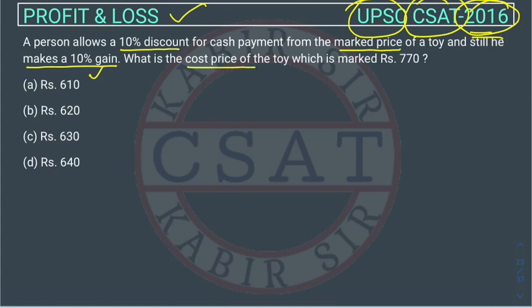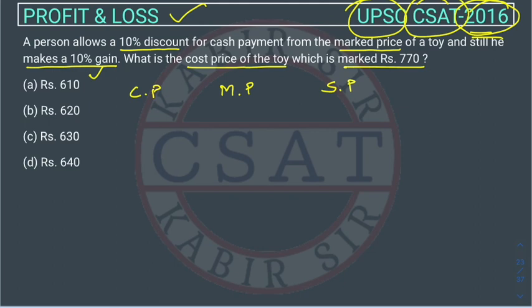So what is the cost price of the toy, which is marked 770, right? So see what is happening. There is a cost price, right? There is a marked price and there is a selling price, right? So he is making a 10% profit.